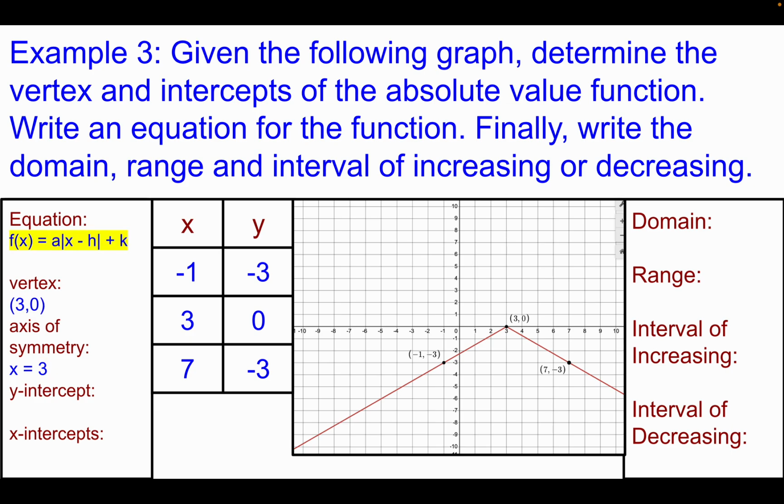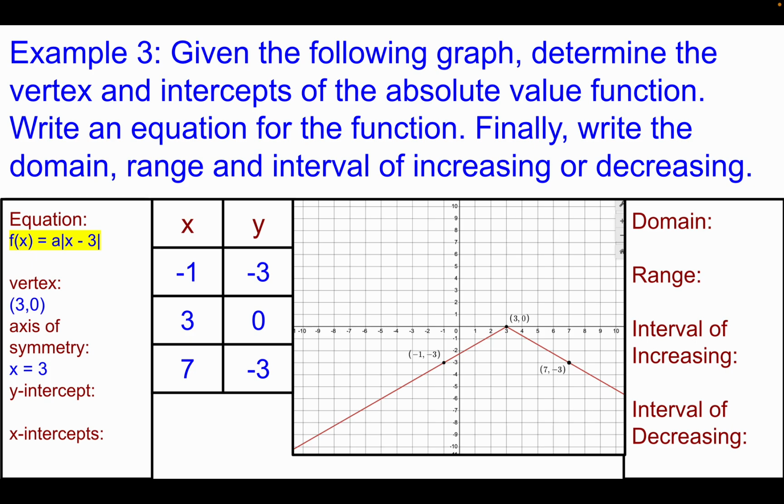And I can also use my vertex to write my equation. So the general form is f of x equals a times the absolute value of x minus h plus k. Remember that h and k are the x and y coordinates of the vertex. So this will become f of x equals a times the absolute value of x minus 3 plus 0. But we don't really write the plus 0 part, right? At least that's not how it would show up in a textbook. If you write plus 0, that's fine. I just get rid of it on mine.